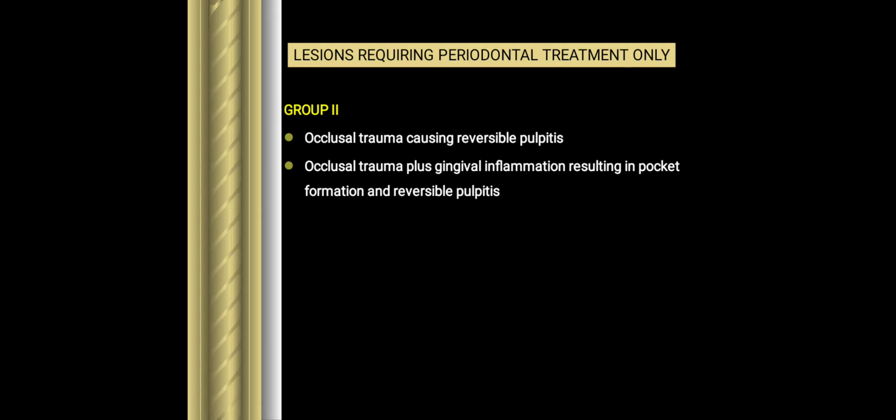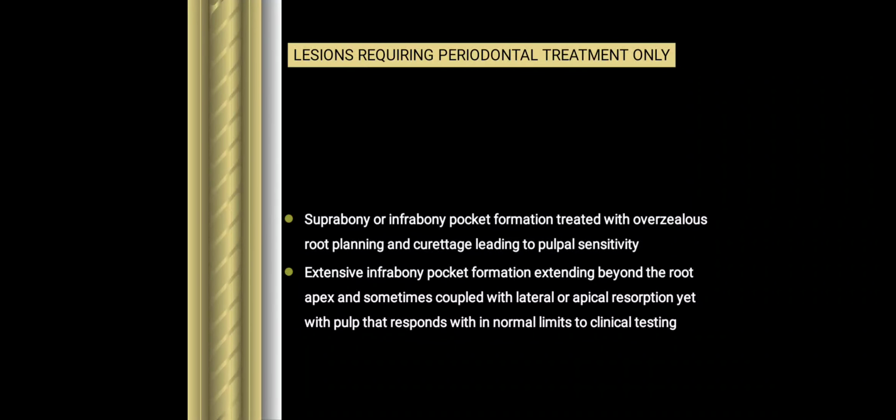Then lesions requiring periodontal treatment only come under group 2. In that, occlusal trauma causing reversible pulpitis, and occlusal trauma plus gingival inflammation resulting in pocket formation and reversible pulpitis. Suprabony or infrabony pocket formation treated with overzealous root planing and curettage leading to pulpal sensitivity. Extensive infrabony pocket formation extending beyond the root apex, sometimes coupled with lateral or apical resorption, yet with pulp that responds within normal limits to clinical testing.